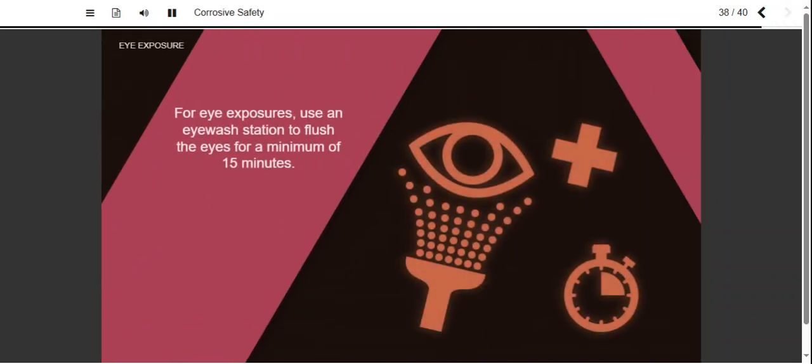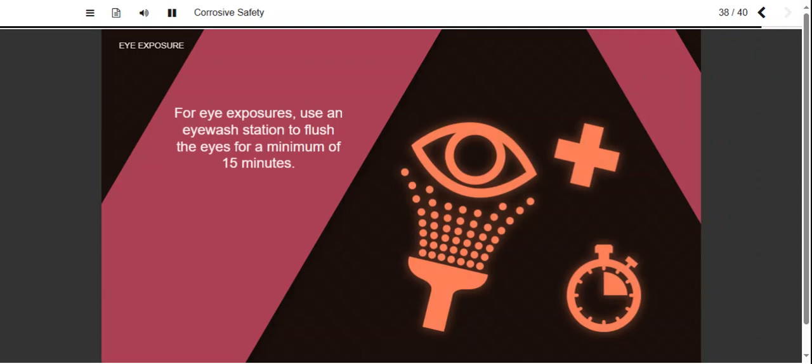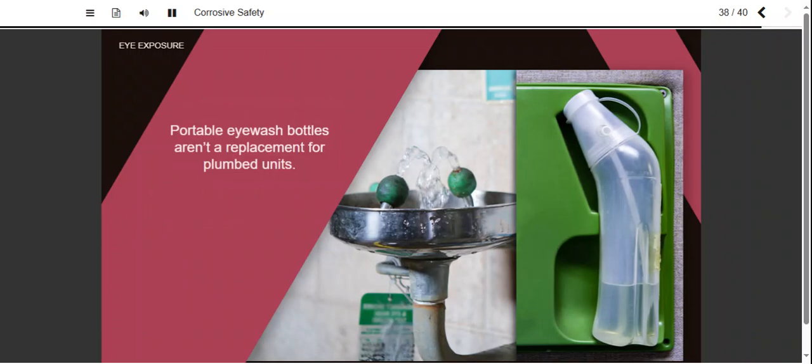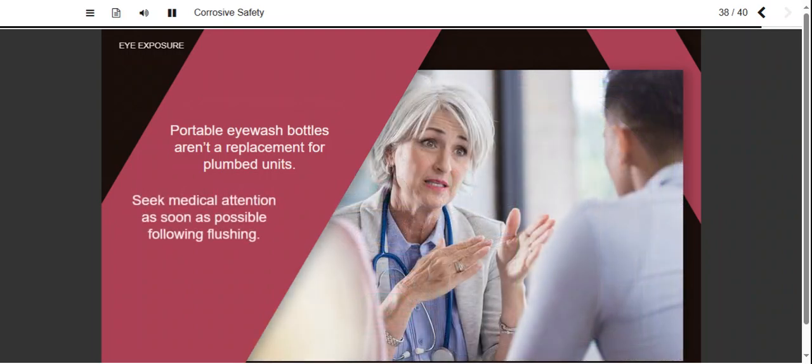For eye exposures, use an eye wash station to flush the eyes for a minimum of 15 minutes. The eyelids must be held open for flushing to be effective. Portable eye wash bottles aren't a replacement for plumbed units as they have only enough fluid to get someone to an eye wash station or shower. Always seek medical attention as soon as possible following eye exposure to a corrosive chemical.